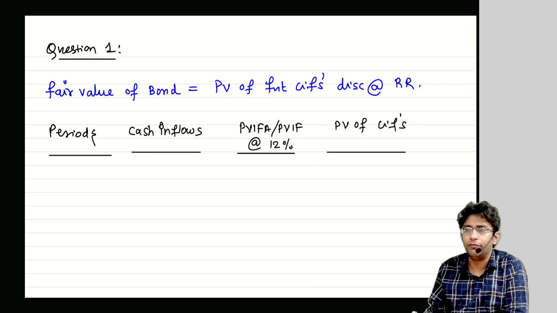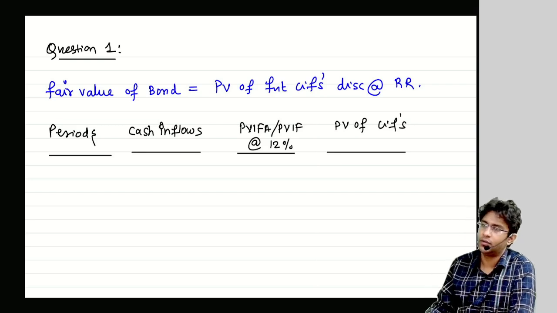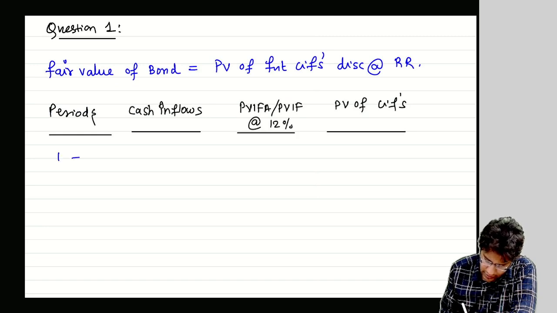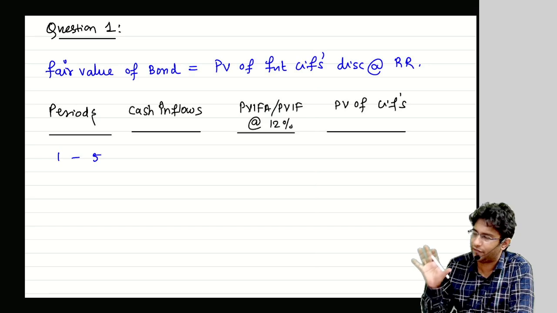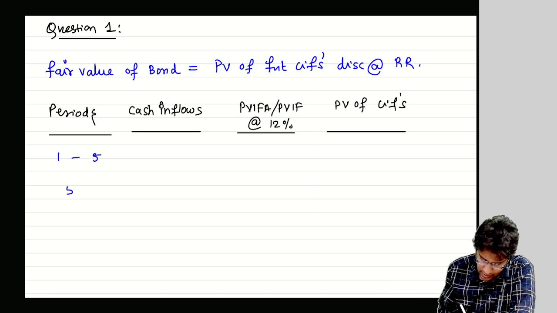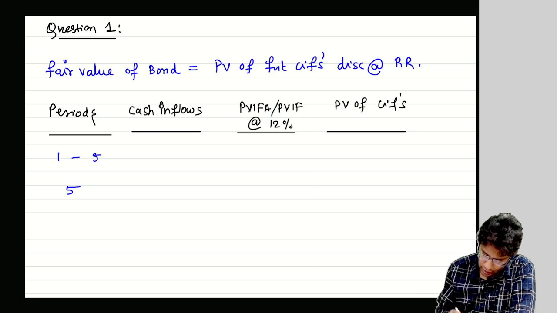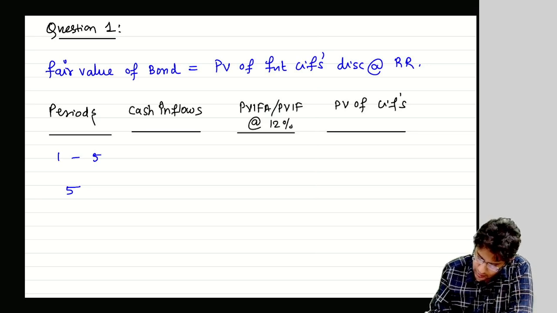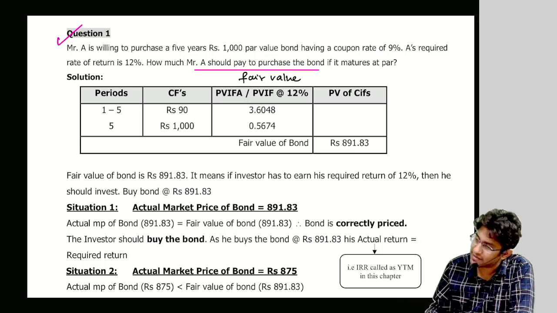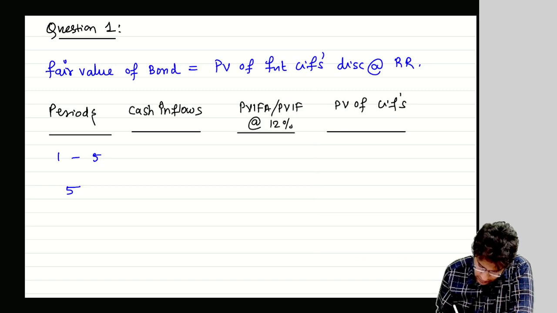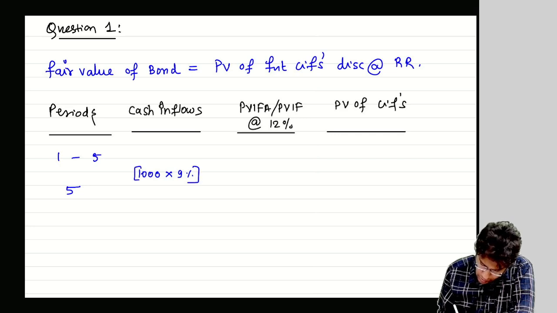Tell me, sir, coupon will come once every year? Every year. Like that, for how many years will it come? What is the maturity period? 5 years. So first year, second year, third year, fourth year, fifth year, 5 coupons will come. And maturity value will come at the end of the 5th year. So how much is the coupon value? 1000 rupees is the par value. Coupon rate is 9%. So that is rupees 90.